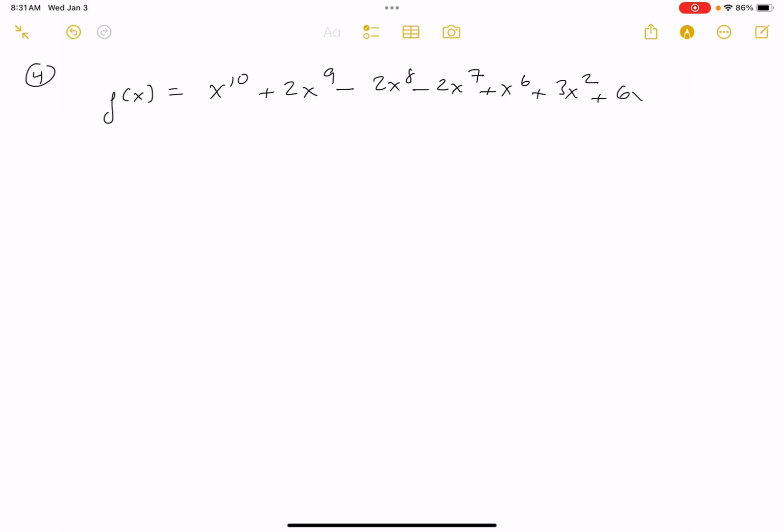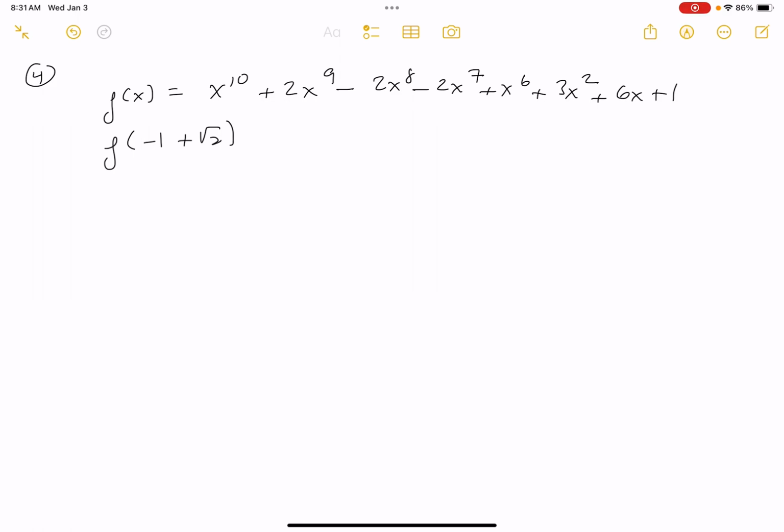So I'm given f of x, and again this is number 4, and that's going to be x^10 plus 2x^9 minus 2x^8 minus 2x^7 plus x^6 plus 3x squared plus 6x plus 1. And I want to evaluate f at minus 1 plus root 2.